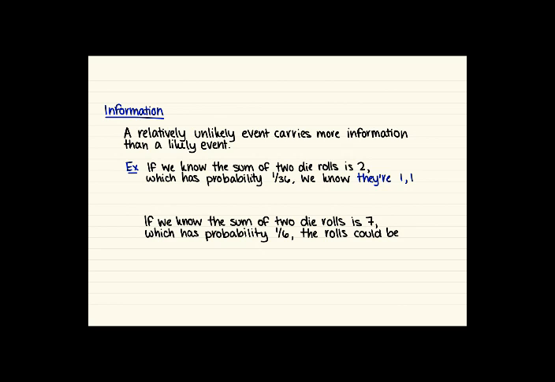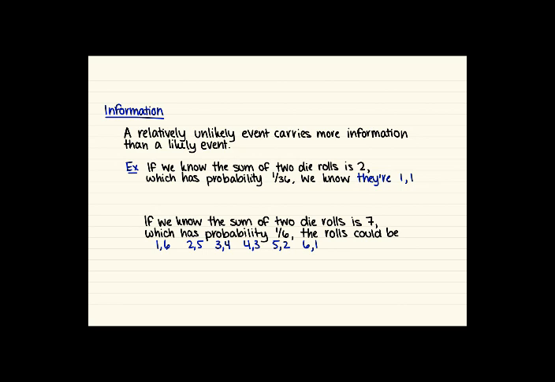Whereas if we know that the sum of two die rolls is 7, and that value has probability 1/6, then the rolls could be 1 and 6, 2 and 5, 3 and 4, 4 and 3, 5 and 2, or 6 and 1. So knowing that the sum of the two die rolls is 2 carries more information than knowing the sum of the die rolls is 7.